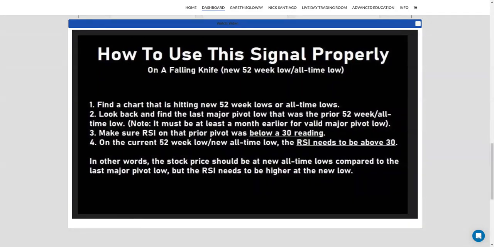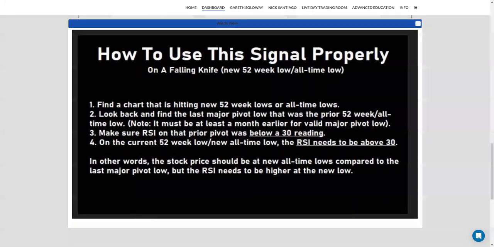On the current 52-week low, which is the new potential pivot, the RSI needs to be above 30. Now, does it matter if it's at 30? It can be at 30, as long as it's equal to. You just don't want it below 30. So at 30 or above, it could be 31, 35, 40, anything in that range. That's okay. In other words, the stock price should be at a new all-time low compared to the last major pivot low, but the RSI needs to be higher at the new low.